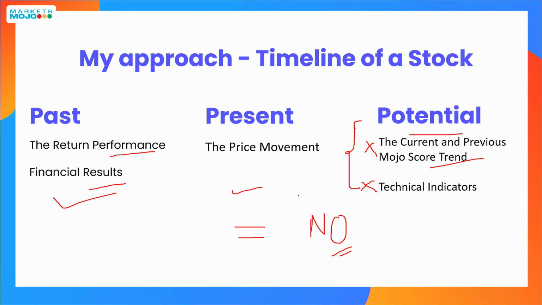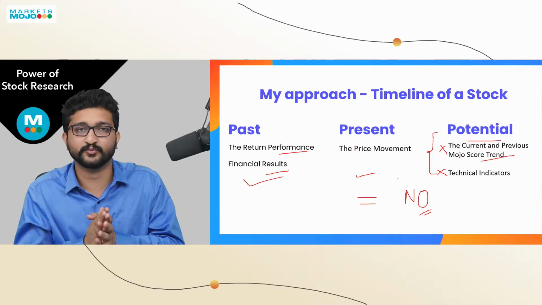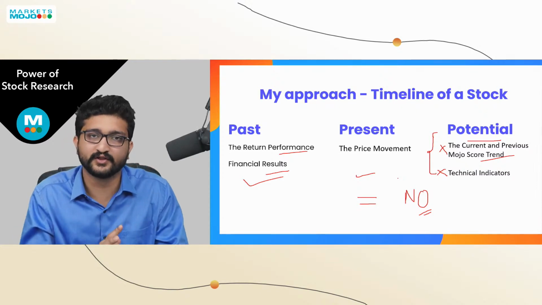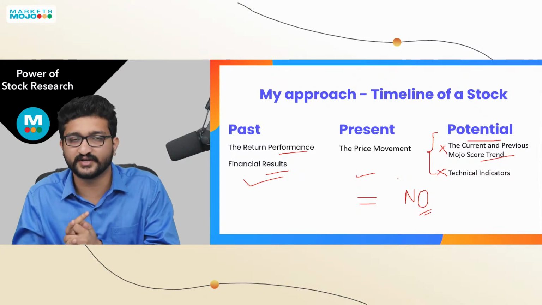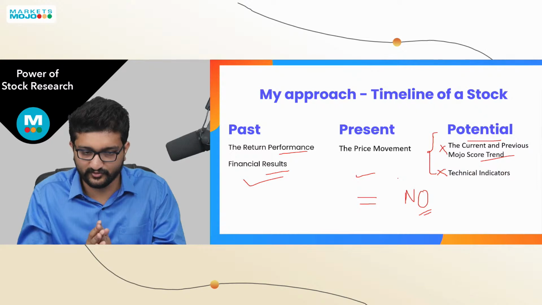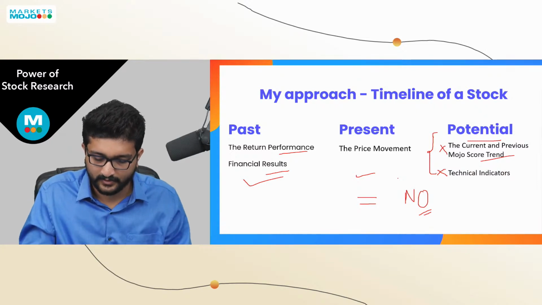But this is my way. If I have to analyze the stock, I'll look at how it has done in the past, what the price movement is today, and what the future potential of the company is. If you get a particular stock in your mind, you can look at these 3 different time horizons before entering that particular stock. Okay, so now we've also looked at my particular approach.